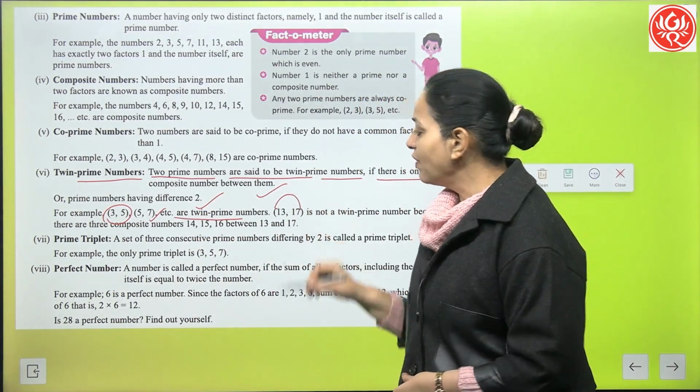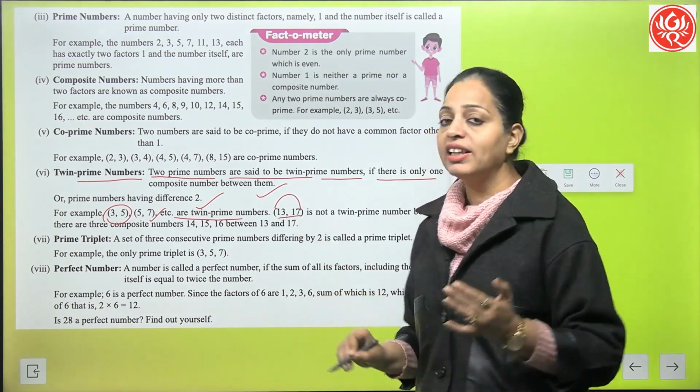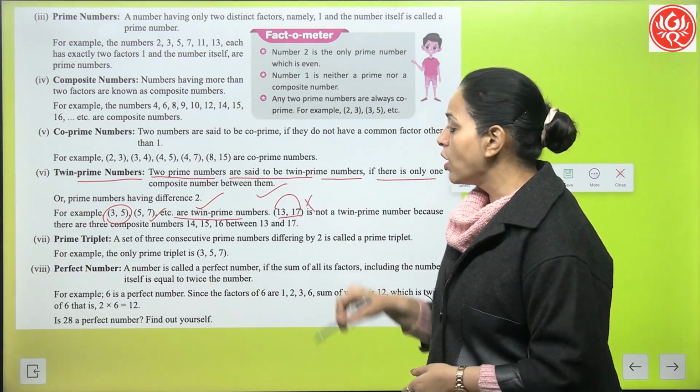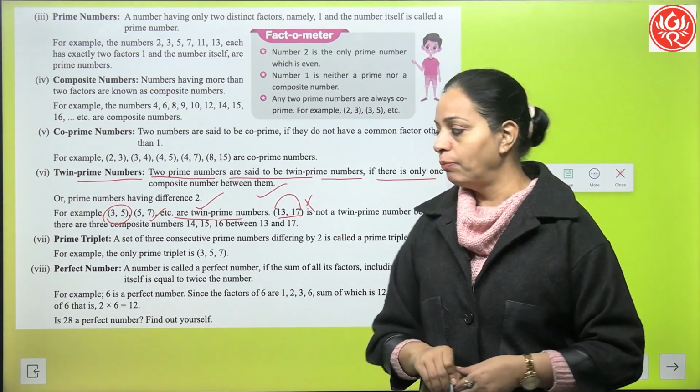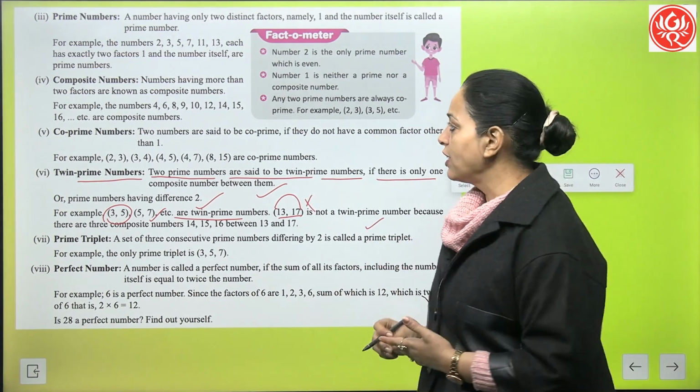5 and 7, these are twin prime numbers. आप 13 and 17 लोगे, these both are prime, but इनका जो difference है that is not 2, that is 4. So this is not a twin prime. Okay, so here there are some more examples, you can find it out.